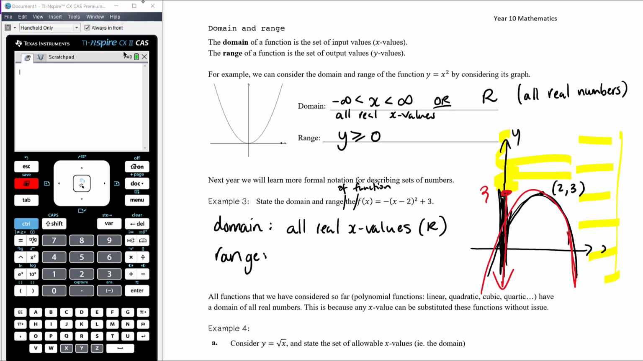We could pick any y value that's less than or equal to 3, and there would be at least one point on the parabola with that y coordinate. And so the graph exists for those y values. So the range would be all the y values that are less than or equal to 3.